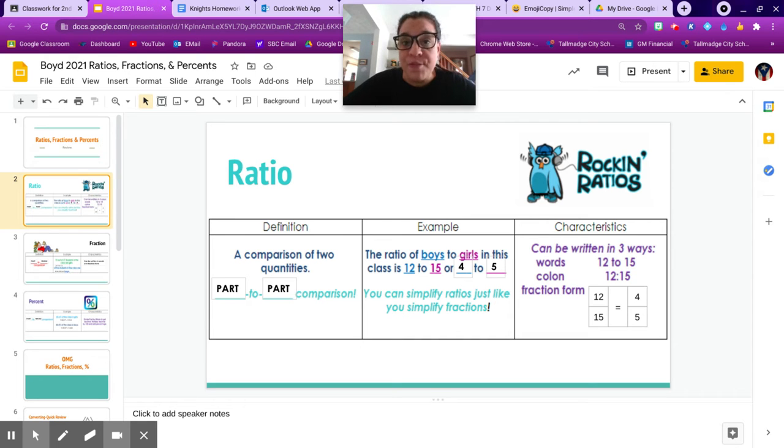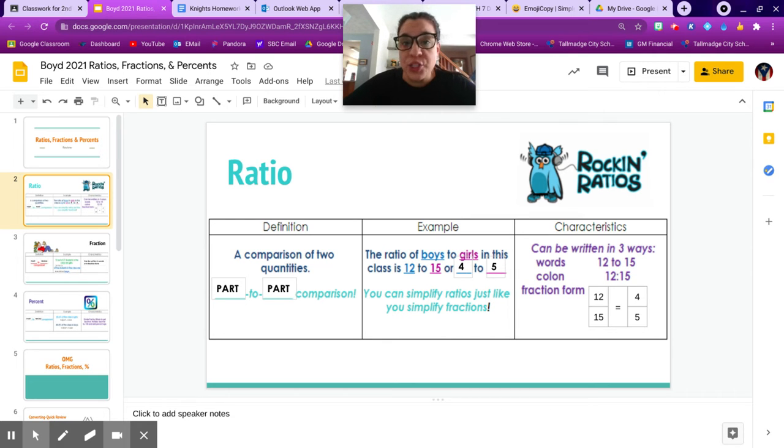You can simplify ratios just like you simplify fractions. So I can simplify the ratio of boys to girls in this class is 12 to 15. I can divide 12 and 15 by 3, and I would get 4 to 5. So that means for every 4 boys in the class, there are 5 girls.